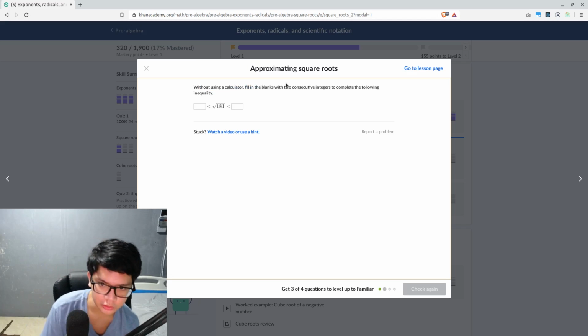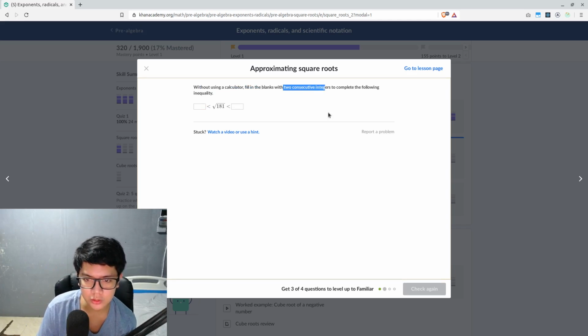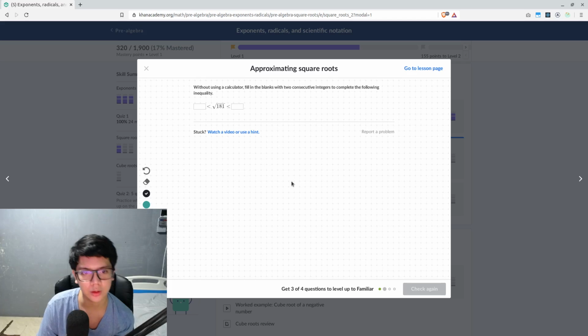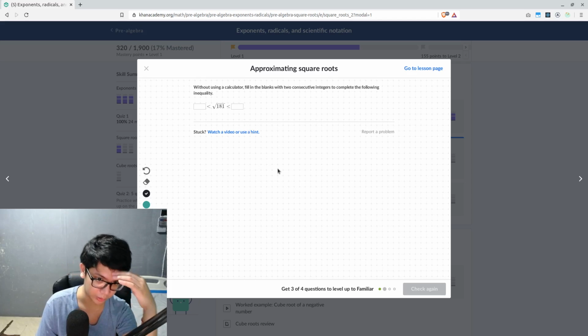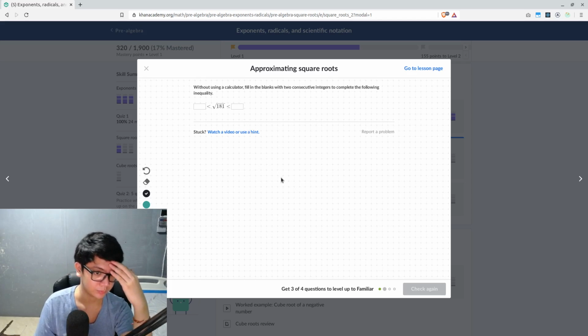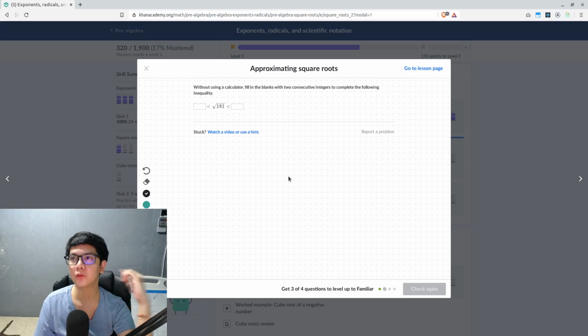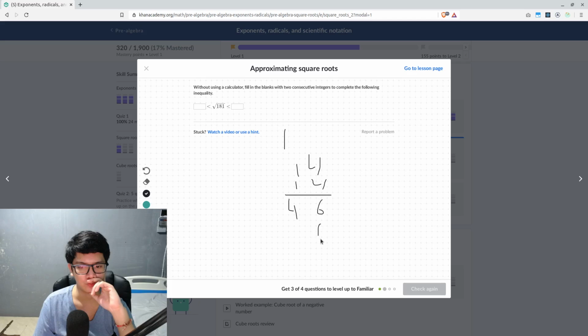Fill in the blanks with two consecutive integers to complete the following. Consecutive integers. Okay, let's do 181. How do I do this? What's the closest? Let's do 14. It's 14. Oh, it's going to be 16. Actually, it's going to be 5, 6, 12, 9, 1.